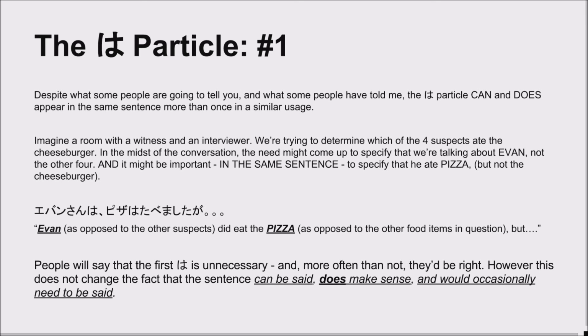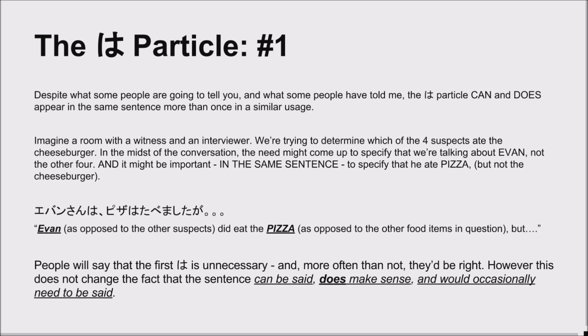Many native speakers are going to tell you, no, but it's true, and I've heard it before, and people don't like to be told this, but you can use the wa twice. Evan-san wa pizza wa tabemashita ga. So Evan, as opposed to the other suspects, did eat the pizza as opposed to the other foods in question, but this sentence can and does exist.